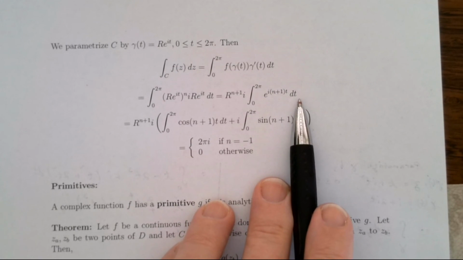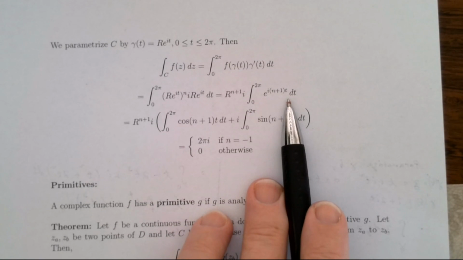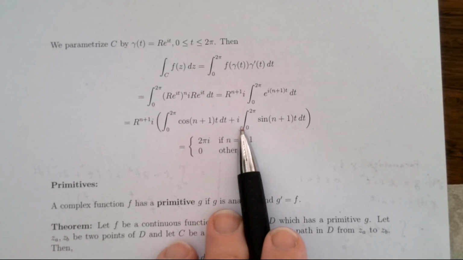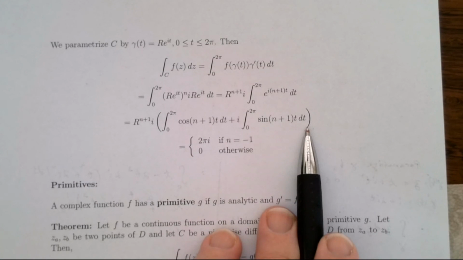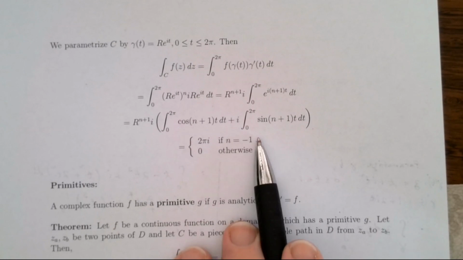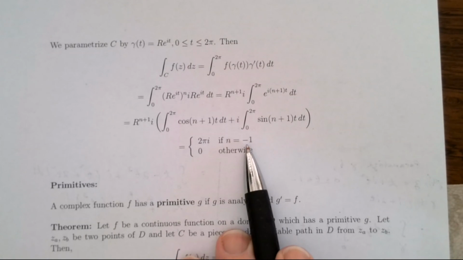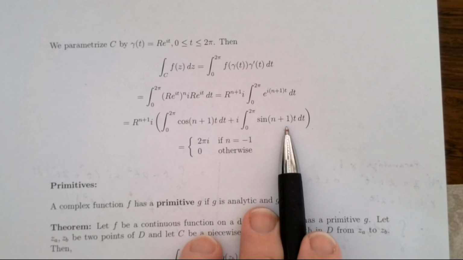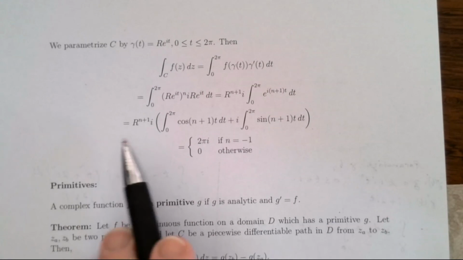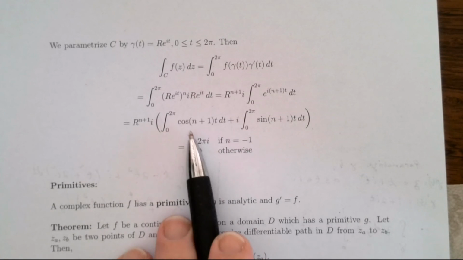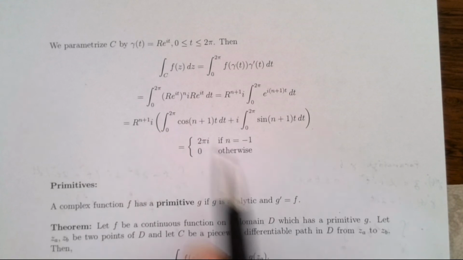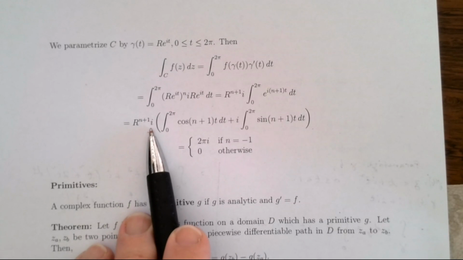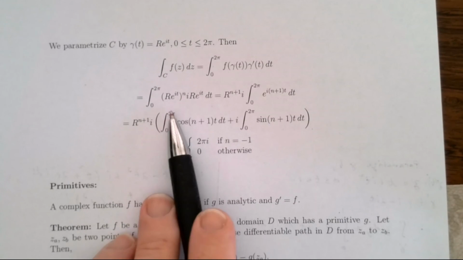And what I've done here is I have expanded this out using Euler, so you just get cos of (n plus 1)t plus i sine of (n plus 1)t. Now, if n is equal to, say, minus 1, then this is going to give me cos of 0 is 1, sine of 0 is 0. So if n is minus 1, I just get this here. So I get r to the n plus 1 i times, you integrate 1 from 0 to 2 pi, you get 2 pi.